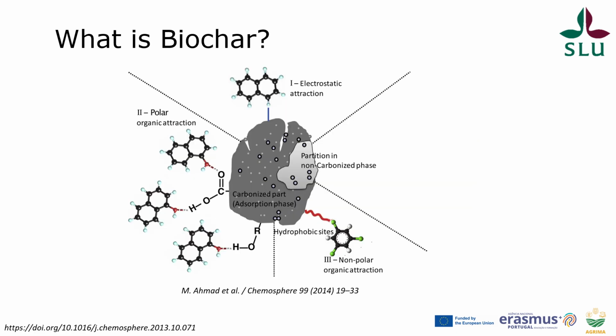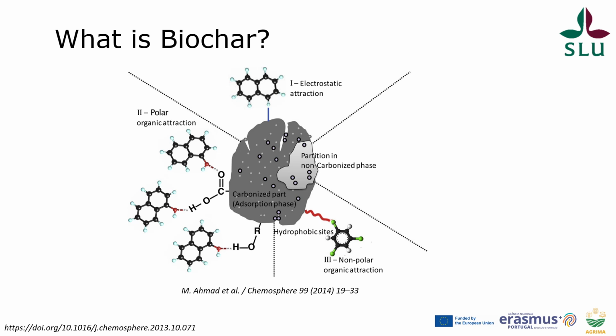So if we look a little bit at what type of processes are going on, here you have this amazing review paper. If you really want to learn more about this process, I recommend reading this one. Here you have different types of interactions. So you have electrostatic interactions, you have polar interactions, you have hydrophobic sites and interactions, and these type of interactions mainly play a large role depending on the biochar.